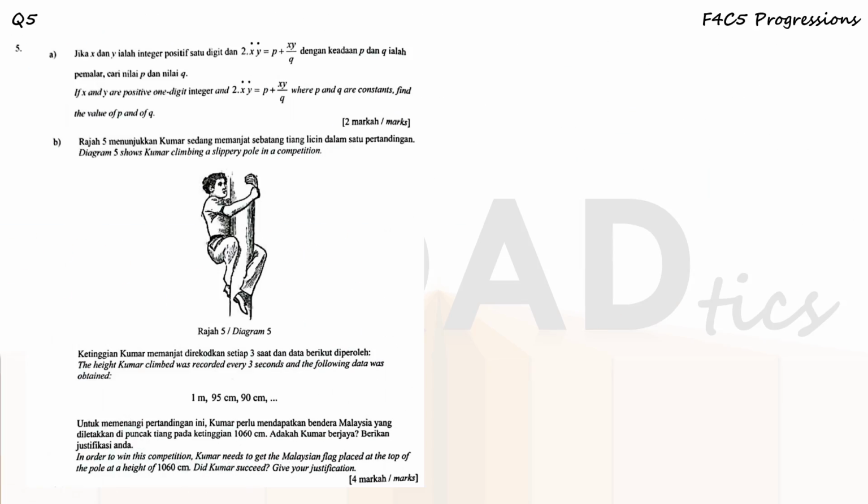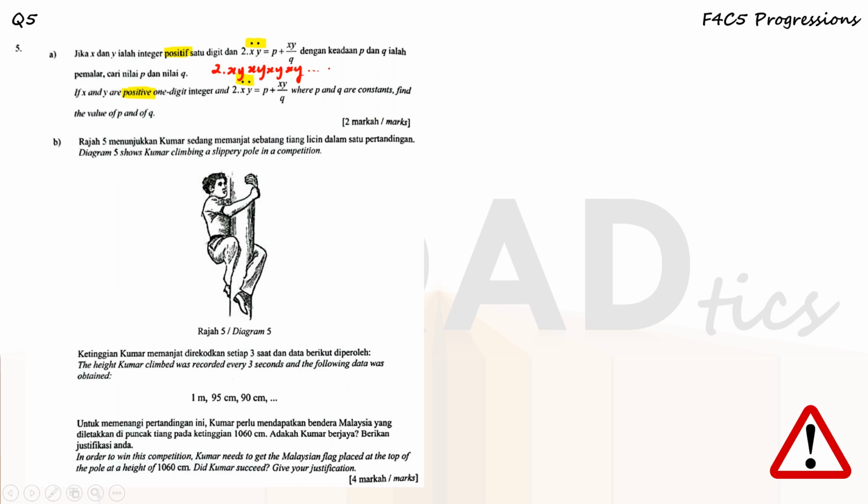Alright, next question is from progressions, and for part A we have x and y, which are positive 1-digit integers. And also for x and y above, there are these two dots. So these two dots mean this is a recurring decimal, or a repeating decimal. So let's say it is something like this: 2.xy, xy, xy, xy, and so on.